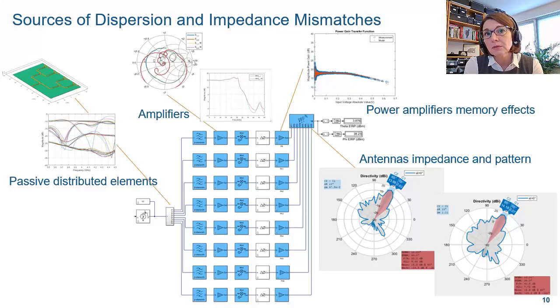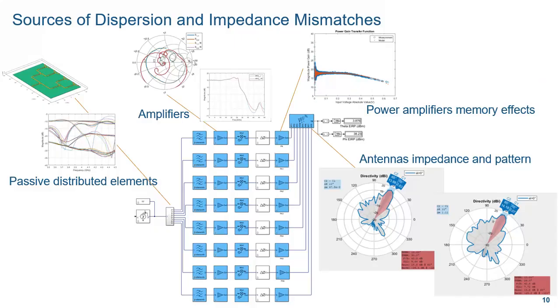And last but not least, we have seen that antennas are affected by dispersion, both in terms of impedance as well as pattern. When we put all these effects together, what we find out is that when we stream a signal that is modulated over a large simulation bandwidth, maybe 100 megahertz, 400 megahertz, 1 gigahertz, you name it, the behavior of the transmitter is not flat, and the impedance matching is not perfect at all frequencies.